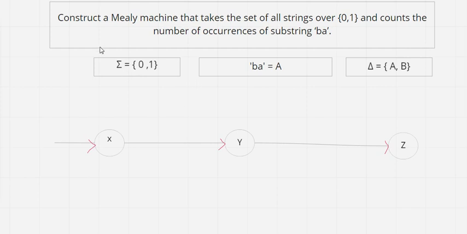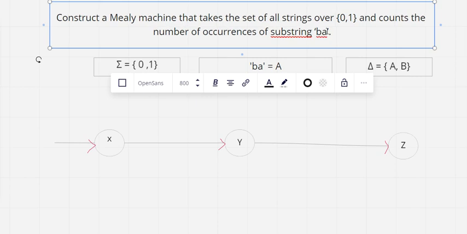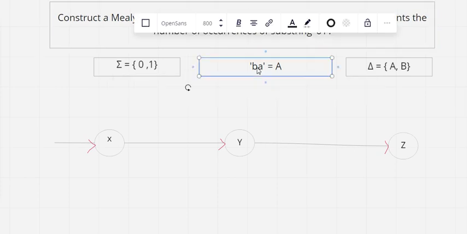Now look at the language. The language is given as: construct a Mealy machine that takes the set of all strings over 0 and 1 as the input alphabet, and counts the number of occurrences of the substring BA. Okay, so this is a small mistake over here, because as we are having 0 and 1 as the input alphabet, definitely it is 01 as the substring. Sorry, so here also we have to change. 01 is the substring.